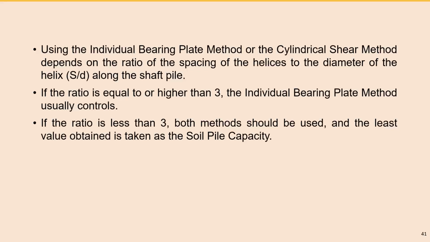And usually we've seen this in clay. And like I said, you talk about the cylindrical shear method only when you have a multi-helix configuration. If you have a single helix, forget about it. It's not there. So again, the individual bearing plate method will control when you have a spacing between 2.6 and 3.4 D. Most helical pile manufacturers use 3D spacing, and the individual bearing plate method will control. You don't have to check the cylindrical shear method.